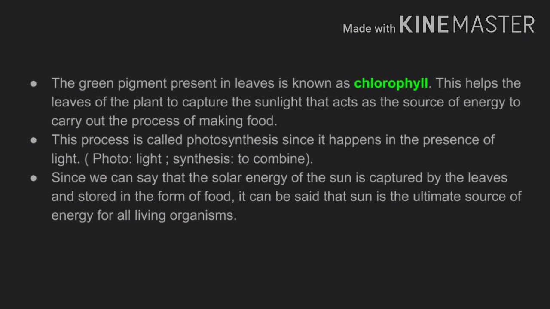So, as discussed before, the green pigment present in leaves is called chlorophyll. Without the presence of chlorophyll, photosynthesis cannot take place and leaves cannot prepare their food. Alright? This chlorophyll pigment helps the leaves of the plant to capture the sunlight, and it acts as the source of energy required to carry out the process to make the food.